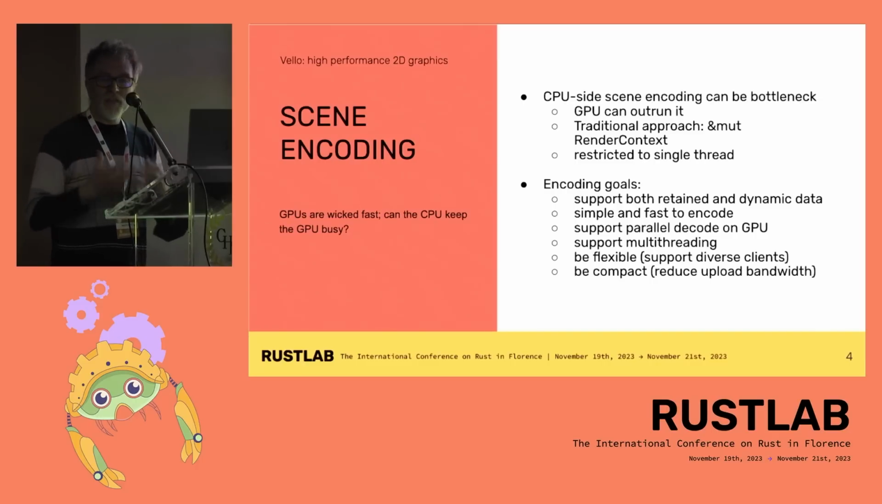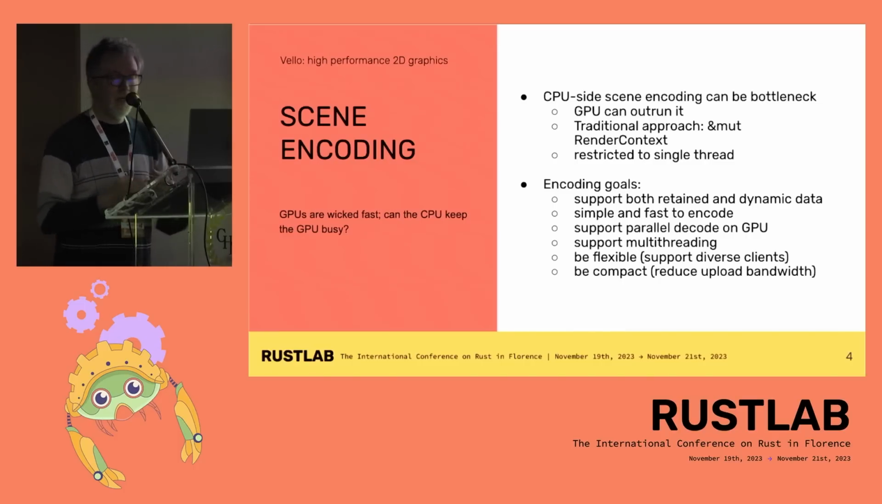So one of the problems, if your GPU is that fast, if you have that much dynamic vector data that you're rendering, then getting the scene data from the CPU into the GPU to render is more likely to be the bottleneck than the GPU rendering the data. And so one of the traditional ways that 2D drawing APIs are written is that you have a render context and you pass in a mutable reference to that render context, and that really forces you to do all of your work on a single thread, and that can be a real bottleneck.